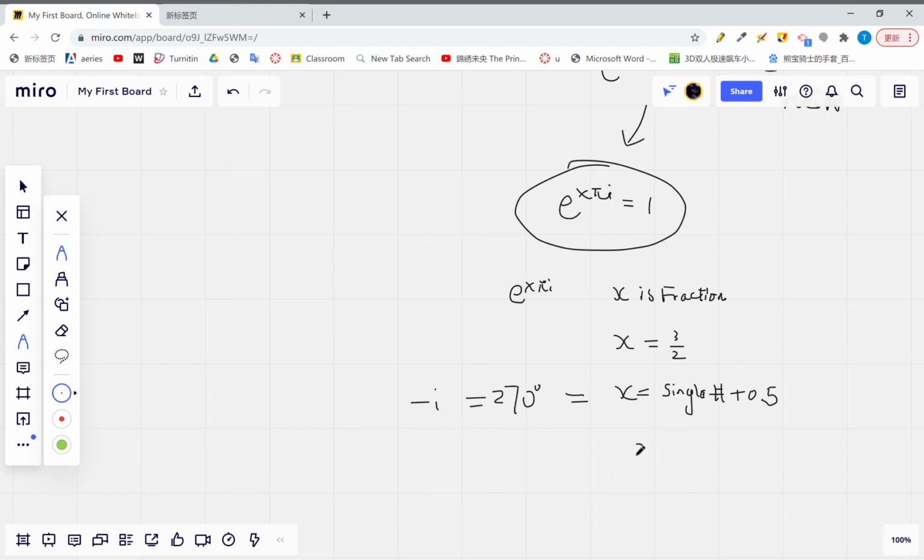Vice versa, if x is an even number plus 0.5, then it's going to equal 90 degrees. Because it's literally just 1/2, right? 1/2 of a rotation of the complex plane. Okay, so it's 90 degrees, which is i.